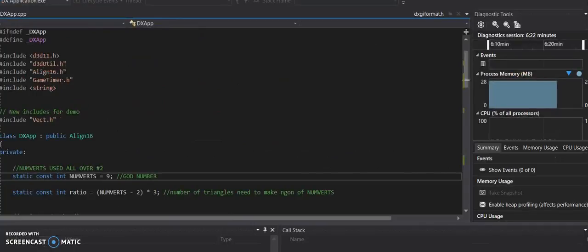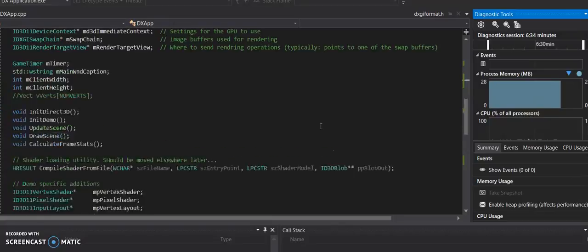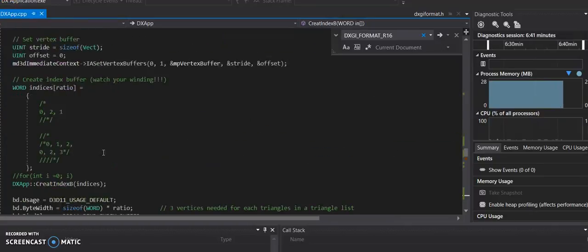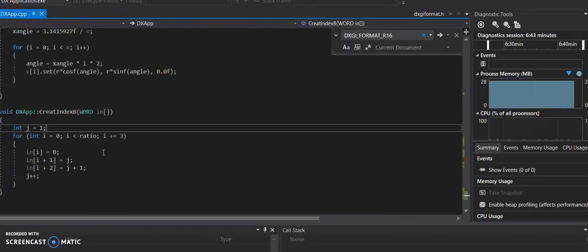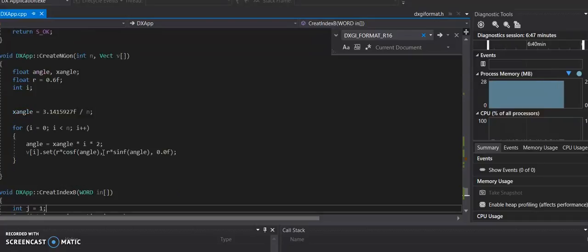So that was hard-coded. Number 2, here is the constant int of numbers, and then here's ratio, and as I've written here, this represents the number of triangles needed to create the n-gon. And then I have 2 functions, create n-gon and create index b. Those are defined at the very bottom as basically for loops to populate those 2 arrays.